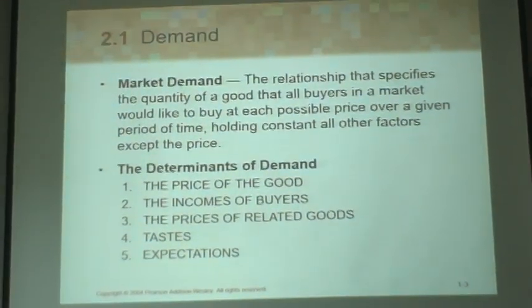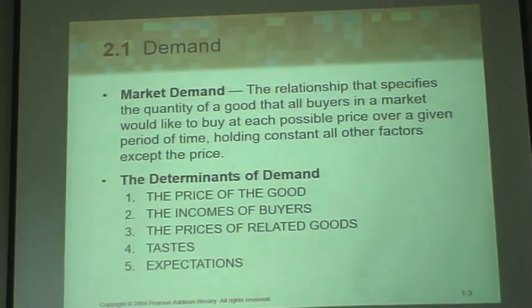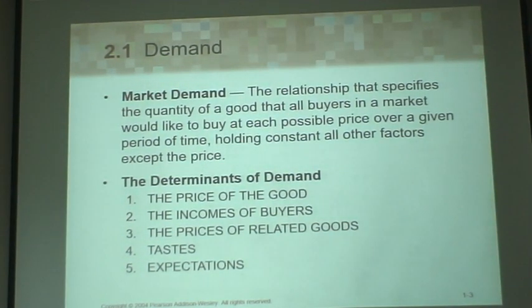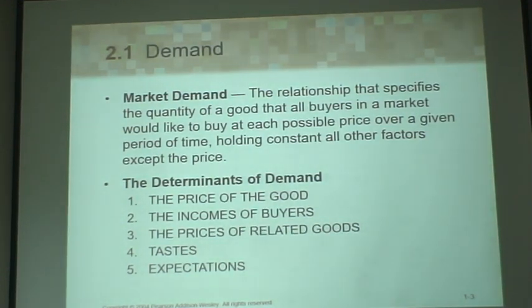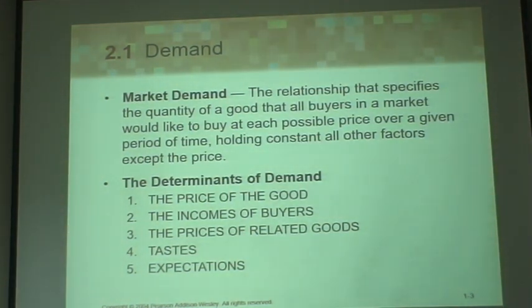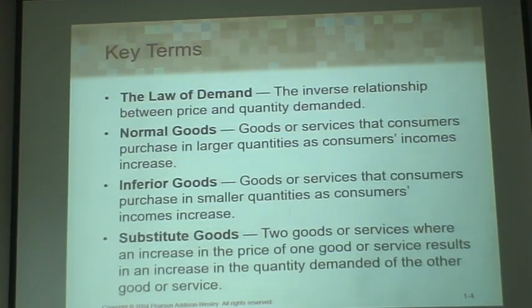Market demand and determinants of demand: the price of the good, incomes, and price of related goods. Remember when we have substitutes and also complements. Substitute is something to substitute for it, so beef and pork. And something that we consume together: film and camera, battery and electric cars, gasoline and internal combustion engines, and taste, and expectation.